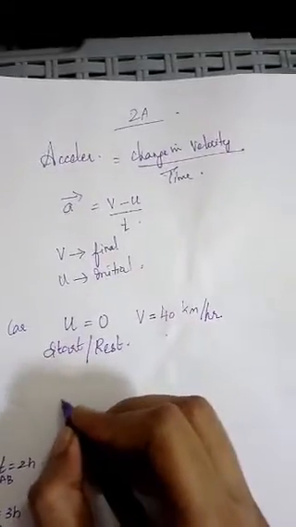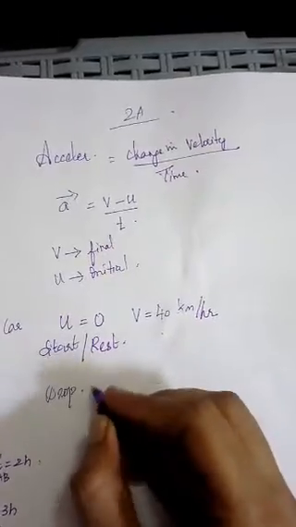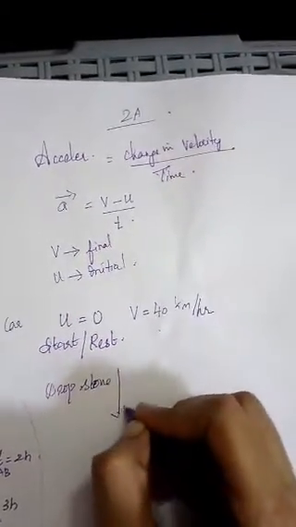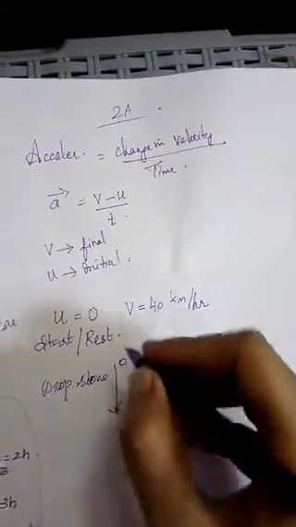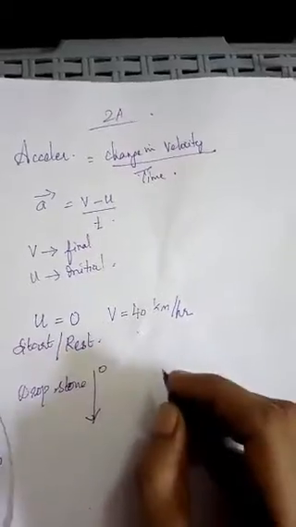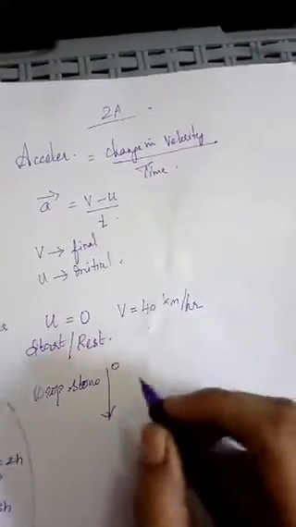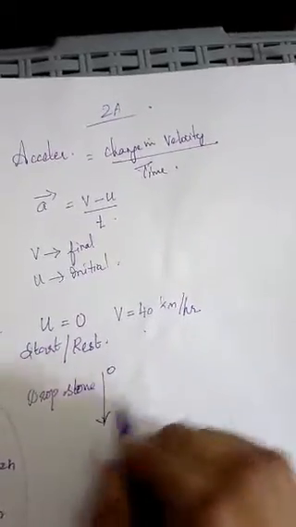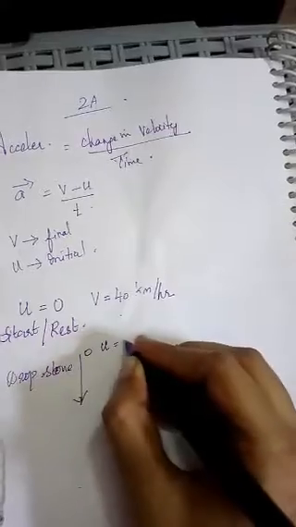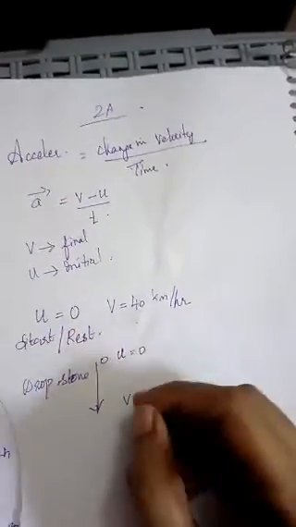Next one, I'm just going to drop a stone vertically down. I'm just going to drop something like this. So when you drop something, you're not going to apply any velocity. You will never apply any velocity. Only if you want to throw, you will apply. If you want to drop something, you will never apply anything. So if you want to drop something, here my initial velocity is 0. And the stone will reach the ground with some velocity, some final velocity.